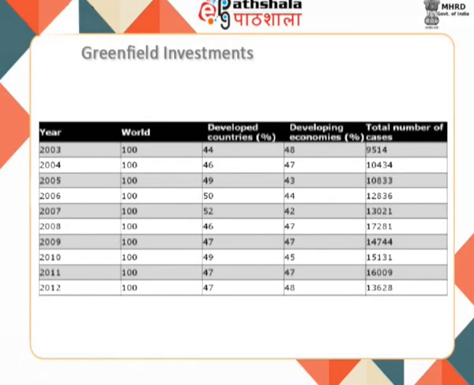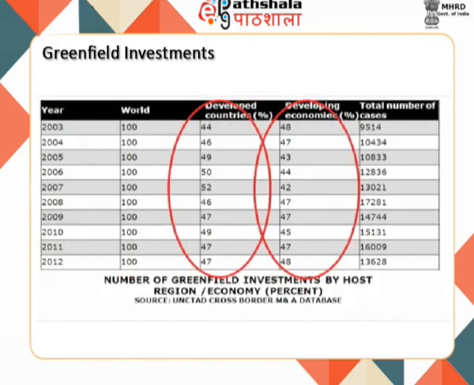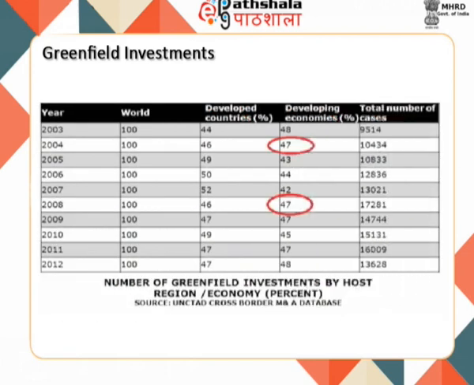Between 1990 and 2012, their share of global cross-border mergers and acquisitions rose from 9% to 16% in value terms and from 6% to 24% in terms of number of deals concluded, still modest as compared to developed economies though. With respect to greenfield investments, data suggests that both developed and developing countries attract almost equal share of the total number of investments made. However, developing economies attracted more greenfield investments during 2004 to 2005 and 2008 to 2009.